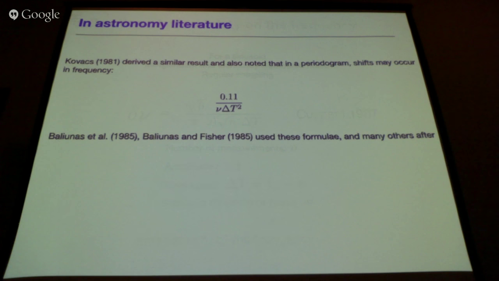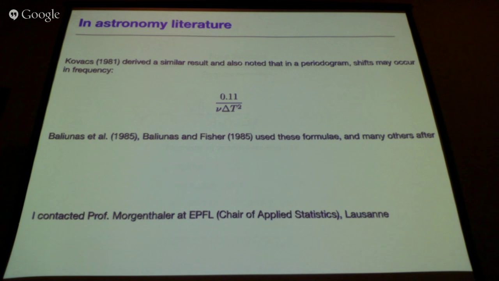This result, in fact, was seen before in the literature with some additional aspects. Kovac derived similar results, not exactly with the same values, and noted that you can have additional effects like frequency shift. From the 80s, these results were used in astronomy. I was in contact with Professor Morgenthaler, who, as I said, is a statistician. I contacted him to see, okay, there are variations: you can have irregular sampling and also properties of the noise, which is not necessarily Gaussian, and things like this.